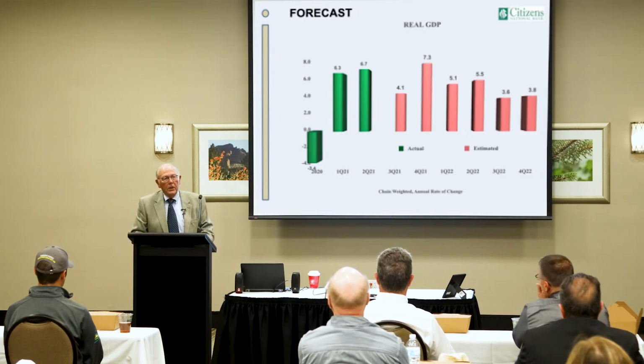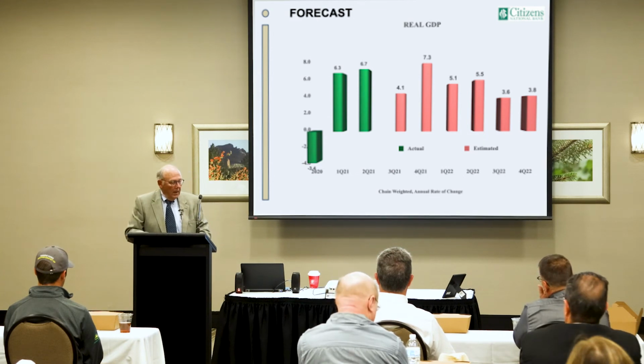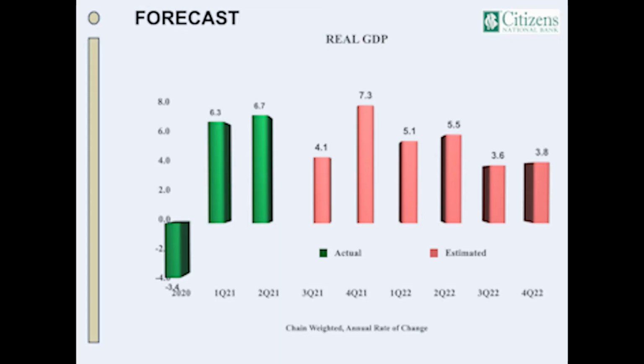So here's our forecast for real GDP. As you can see, we've got a slightly lower level of GDP growth in the third quarter, which will be announced next week, at a little over 4% GDP growth, down from 6.7% growth in the second quarter, but then a better than 7% growth in the fourth quarter. The 4% growth is largely due to the surge in the virus that we've experienced, and that has certainly slowed some economic activity as a result of that.